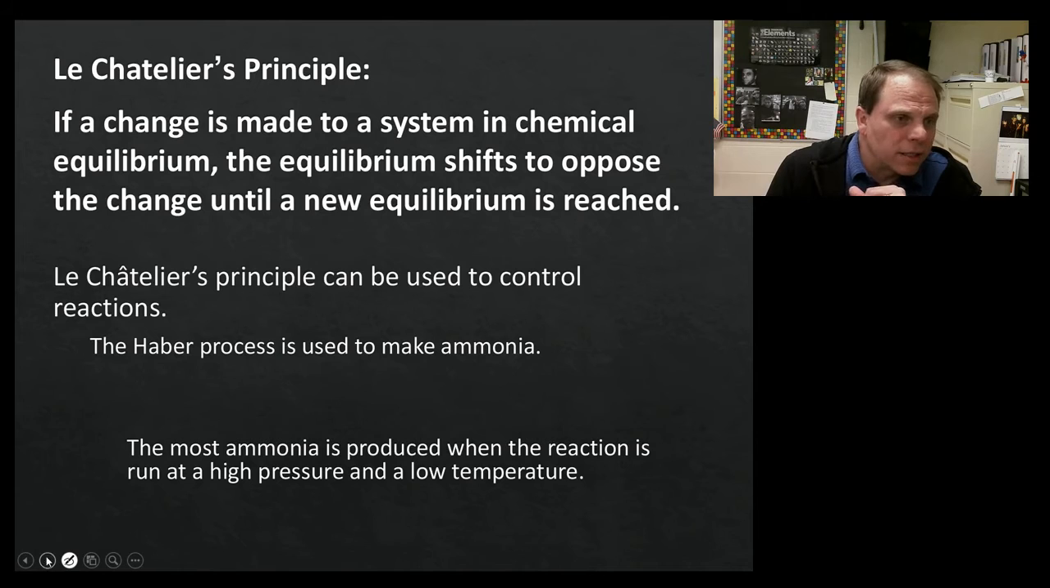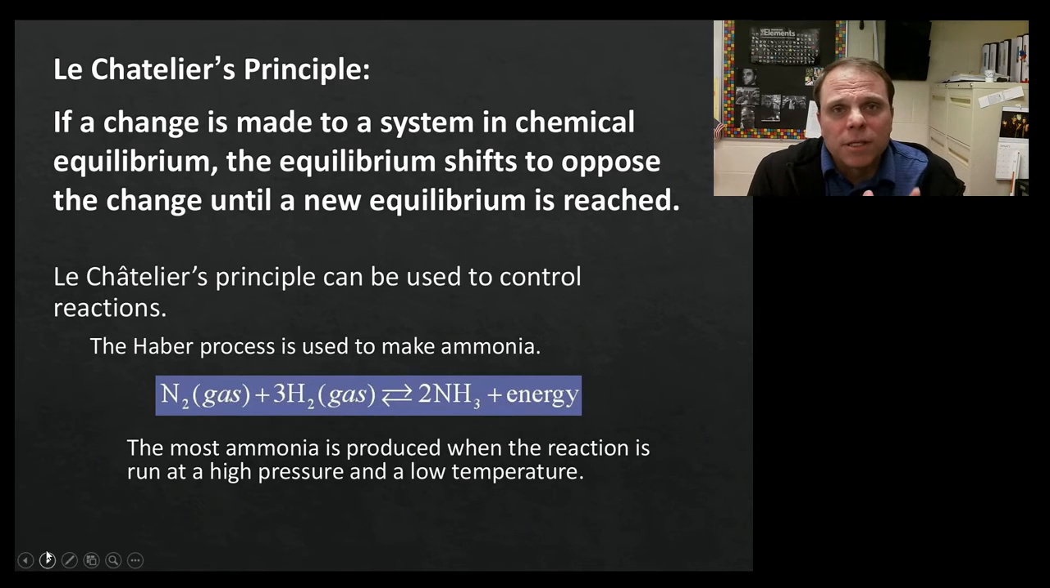Okay, so let's look. Here's the definition of Le Chatelier's principle. If a change is made to a system in chemical equilibrium, the equilibrium shifts to oppose the change until a new equilibrium is reached. That new equilibrium will be reached over time, okay? And if I look at this particular chemical reaction, this is called the Haber process, and it's used to make ammonia. This is a really fascinating chemical process.